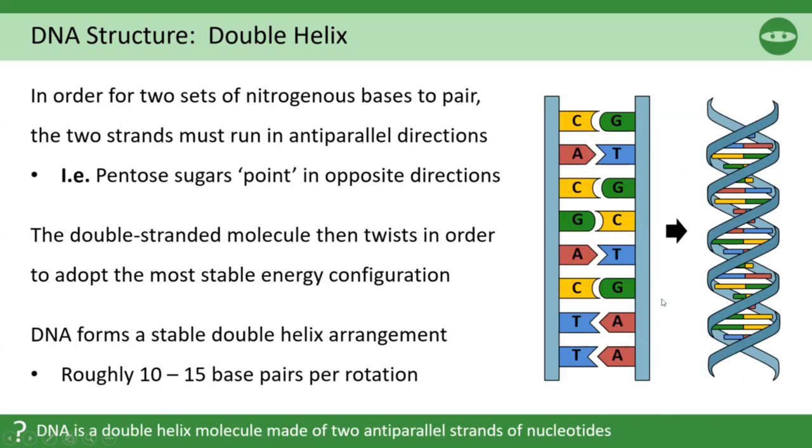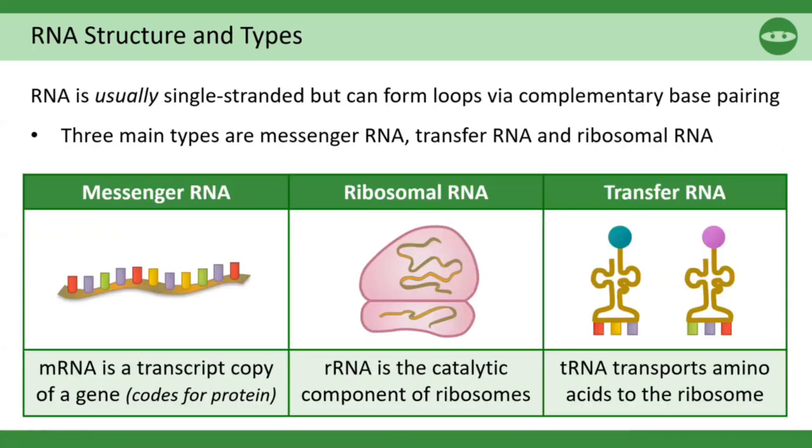In order for two sets of nitrogenous bases to pair, the two strands must run in an anti-parallel structure, one from 5' to 3', and the other from 3' to 5'. And there is twisting in order to adopt the most stable energy configuration, and DNA forms a stable double helix arrangement of roughly 10 to 15 base pairs per rotation.